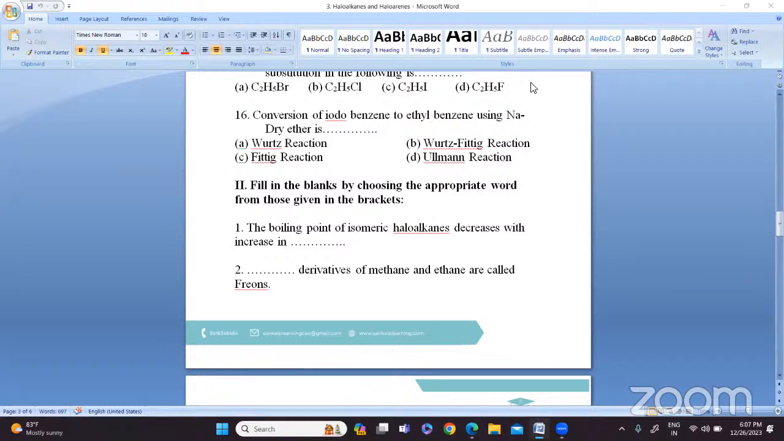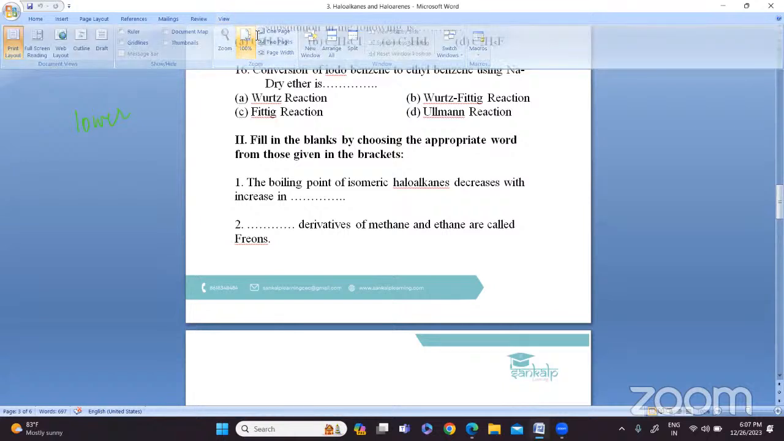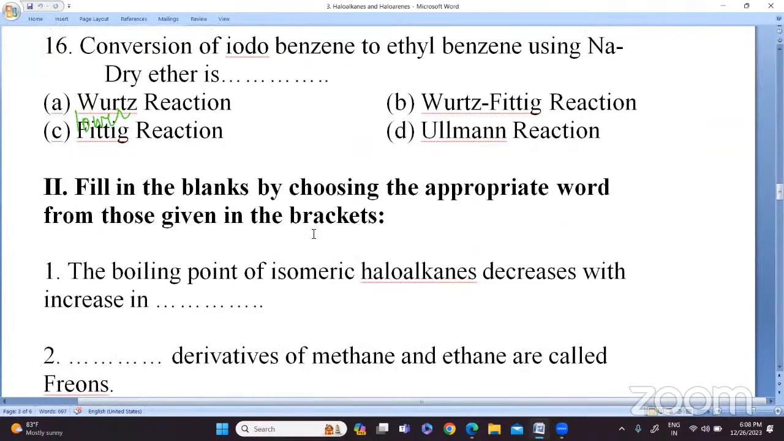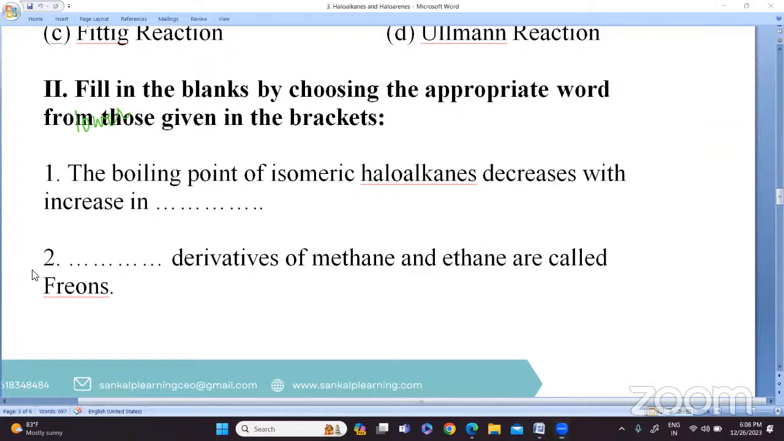Now, when we discuss boiling point, just remember about boiling point. So the boiling point of isomeric haloalkanes. When we are talking about boiling point in case of haloalkanes, as you move from lower haloalkanes to higher haloalkanes, what will happen to boiling point? Boiling point will increase.